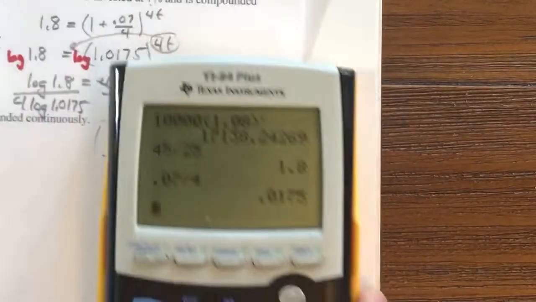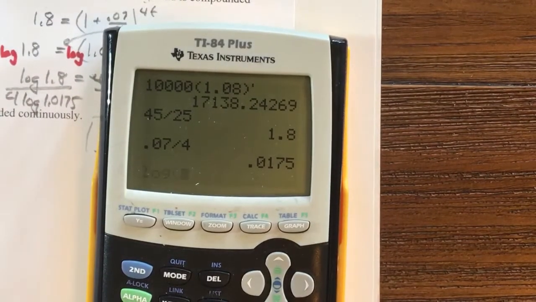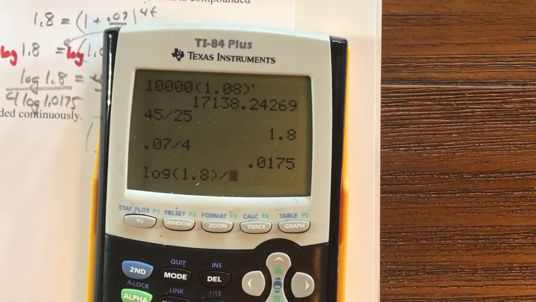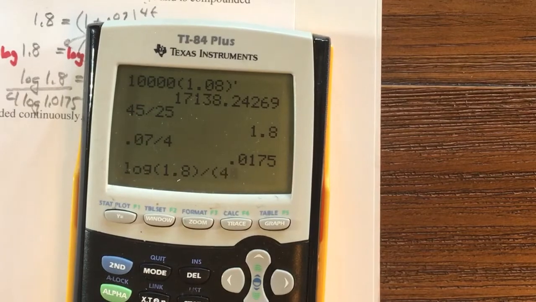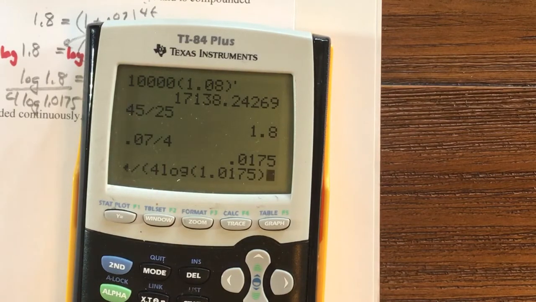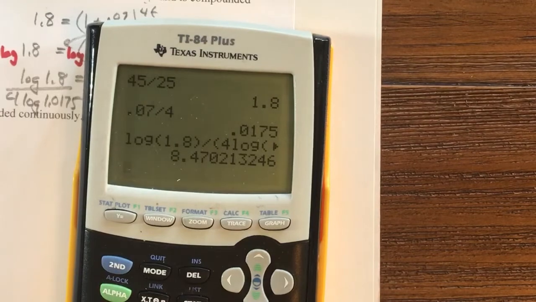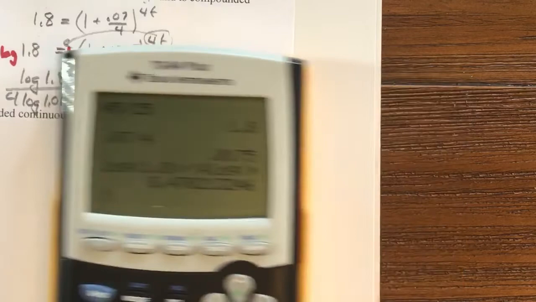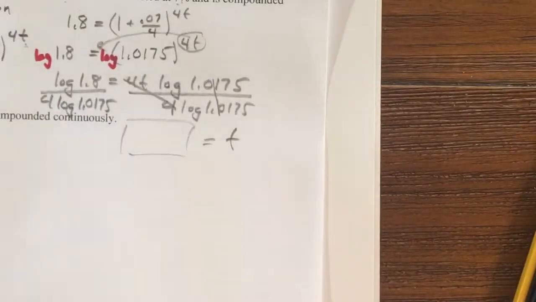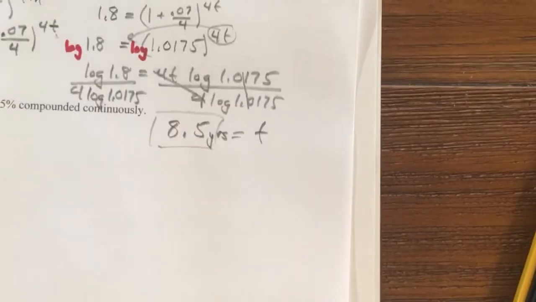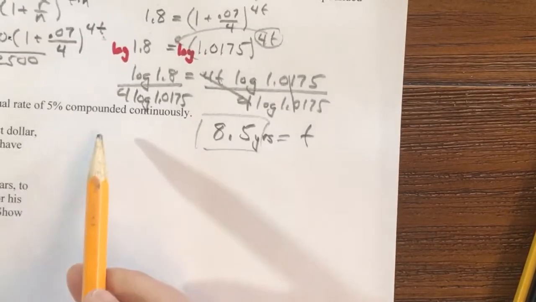I put that in my calculator. Log 1.8 divided by parentheses 4 and the log 1.0175. 8 point, what are we supposed to round to? Nearest tenth. I'm going to say 8.5 years. That's how long it's going to take. 8.5 years. All right.